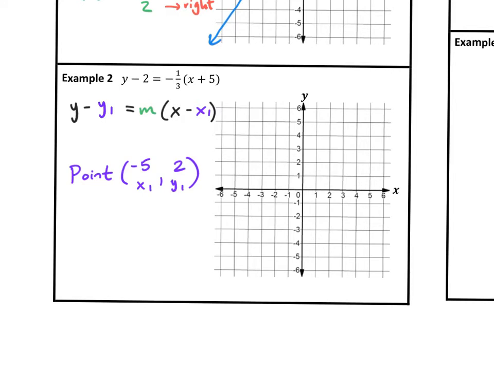Okay, now what's going to be my slope? Well, I noticed that the number in front of the parentheses is going to be my slope. So my slope is going to be -1/3.